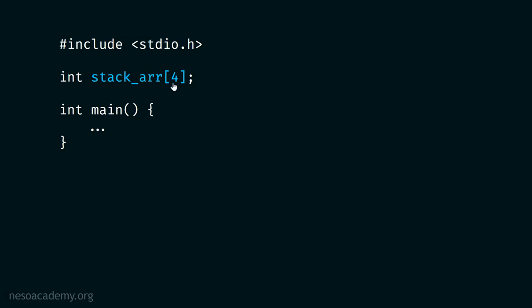So here is how it looks. This is the global declaration of the stackARR array. You can see I have written #include <stdio.h>. After this, I have written int stackARR, and within the square brackets I have written 4, which indicates the size, the capacity of this array. And after this, we have the main function. It simply indicates that this is a global declaration of stackARR.